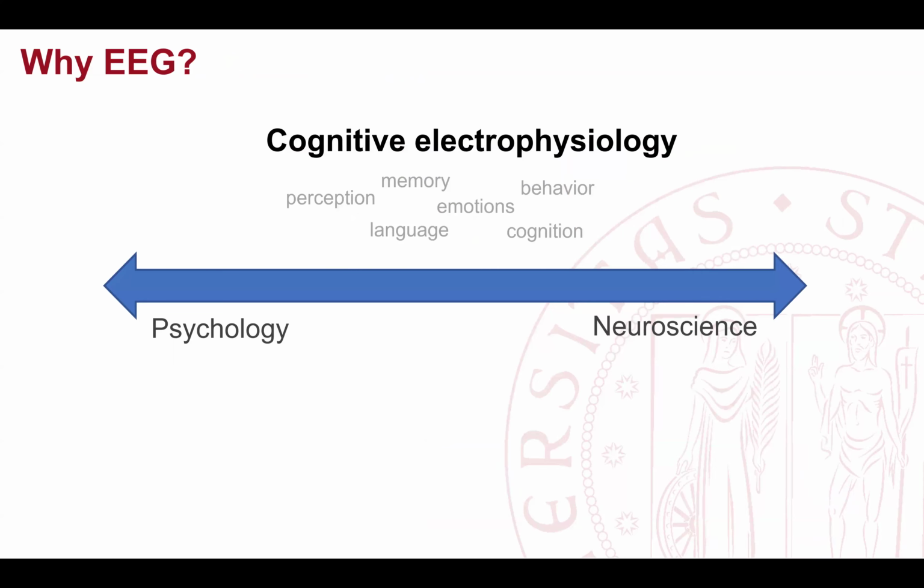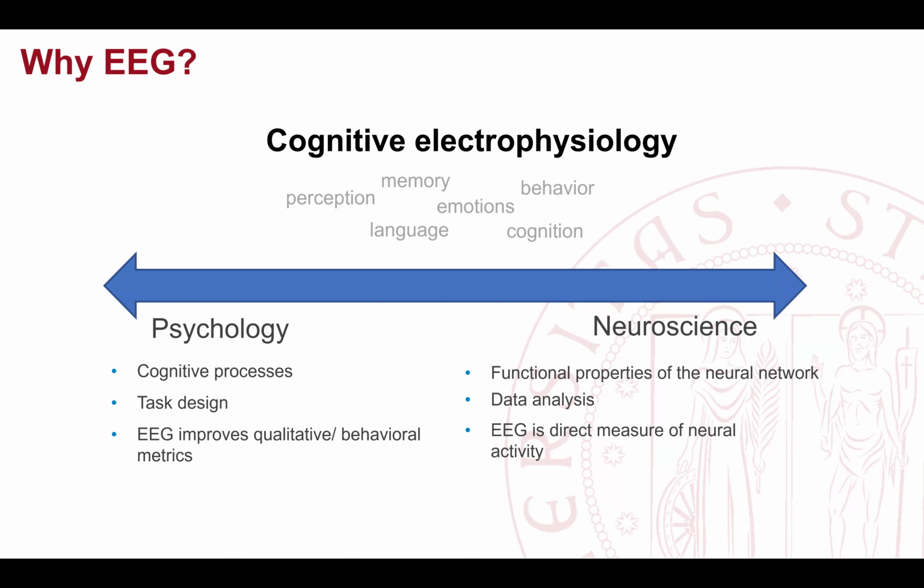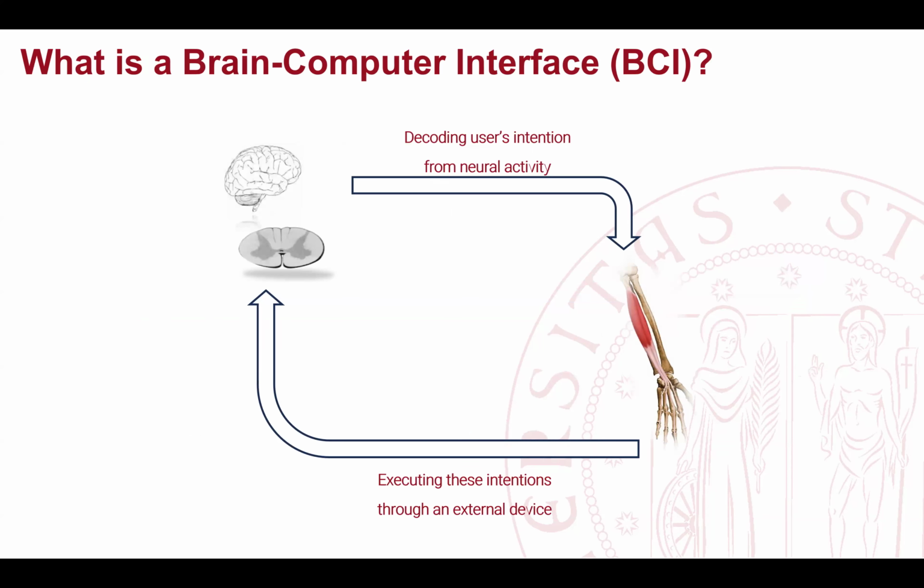Okay, so let's say this is the last part for the why EEG, because you can use it in all of your studies related to cognitive electrophysiology, which goes from psychology to neuroscience, for studying cognitive processes, functional processes of the neural network, task design, and data analysis. On the one hand, if you work in psychology, it allows you to improve what you can achieve with only behavioral data. You can now have quantitative data of brain activity. And at the same time, for neuroscience, you have a direct measurement of what is happening in the neural activity.